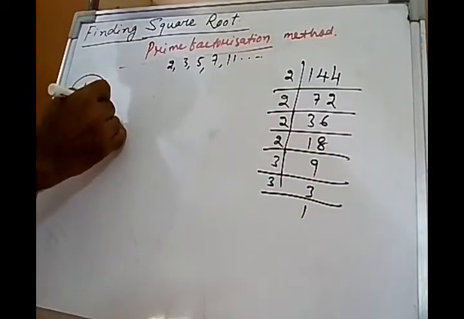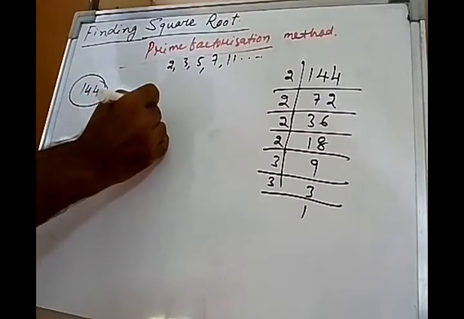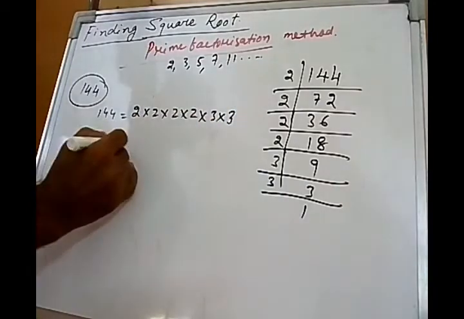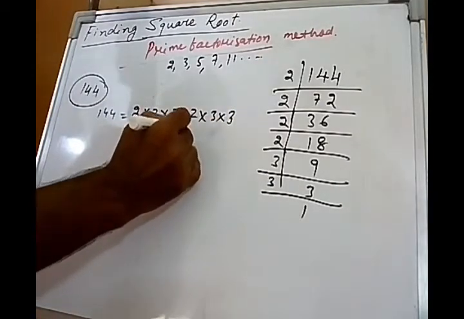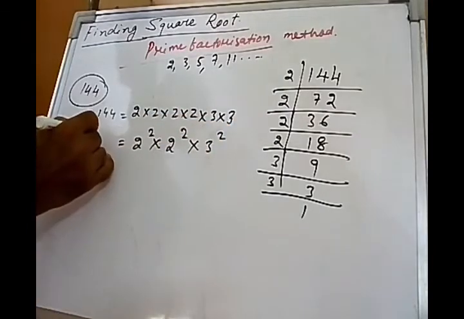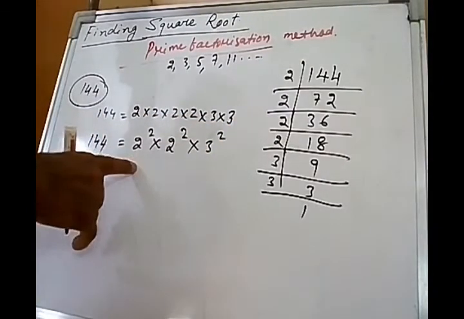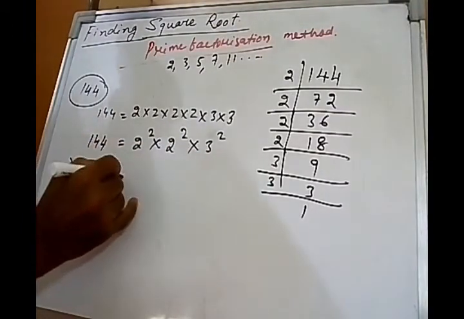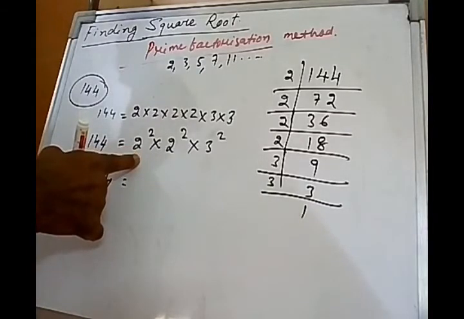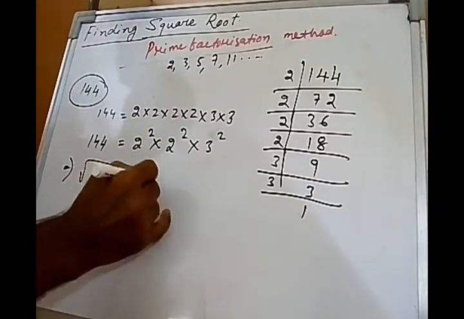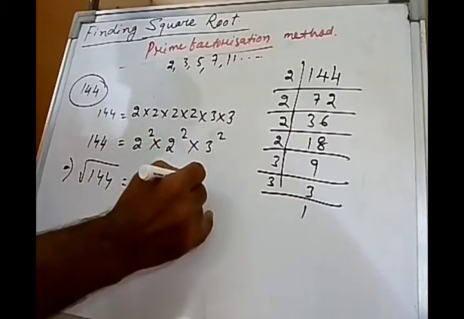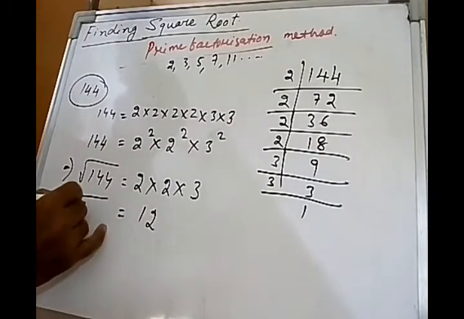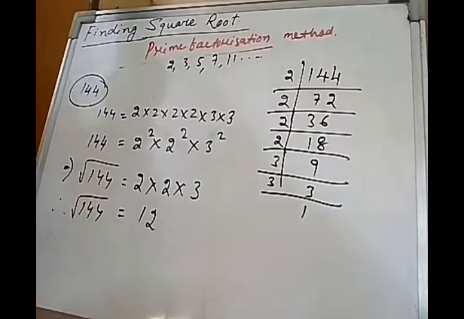So here 144 can be written like this: 2 multiplied 4 times, 3 multiplied twice, so it can be formed into the square form like this. So 144 equals to 2 square and 3 square implies square root of 144 is, the square will be eliminated, so here only 2, here only 2, and here only 3, that is just 2 to the 4, 4 3s is 12. Therefore square root of 144 is 12.